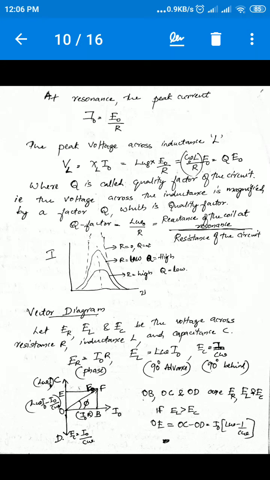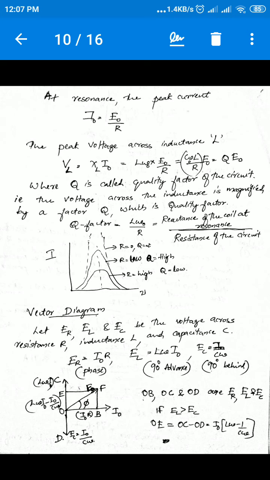So last class we studied the series LCR circuit, and we have seen how we can use this LCR circuit as a selector circuit for selecting only one frequency. So we know that at resonance there is only the impedance coming from the resistance, so no impedance coming from the inductance or capacitance. So the peak current will be E0 by R, which is I0.